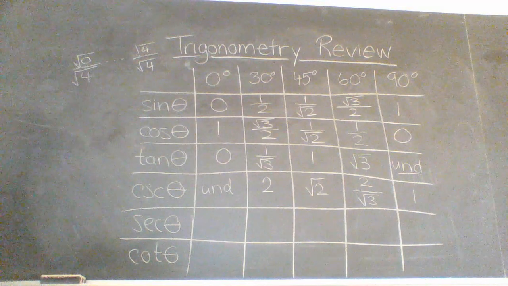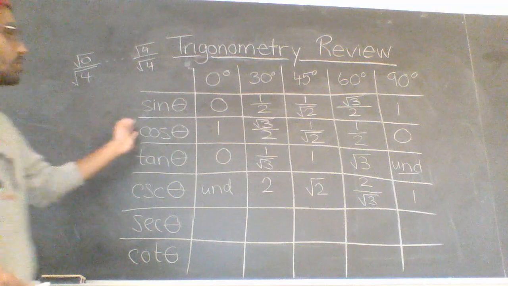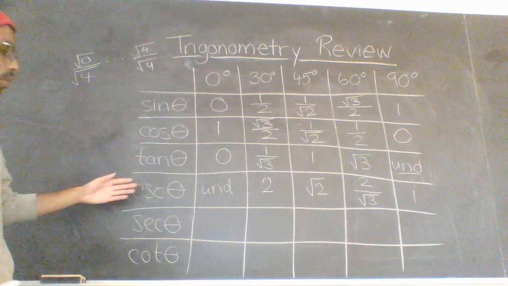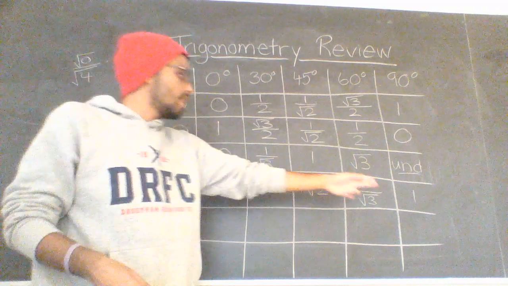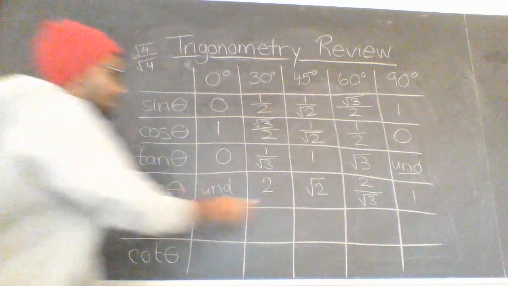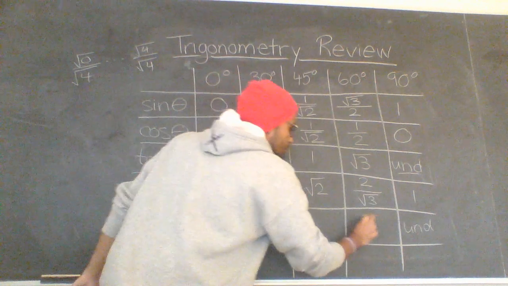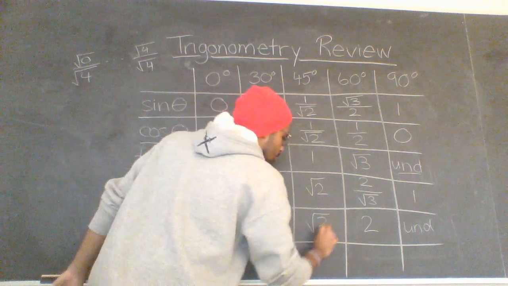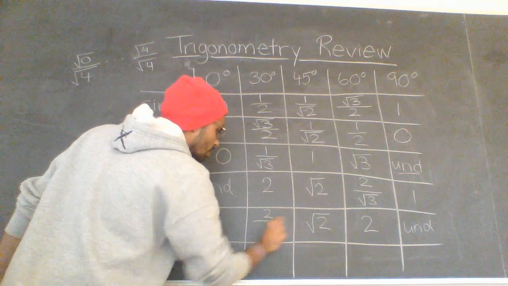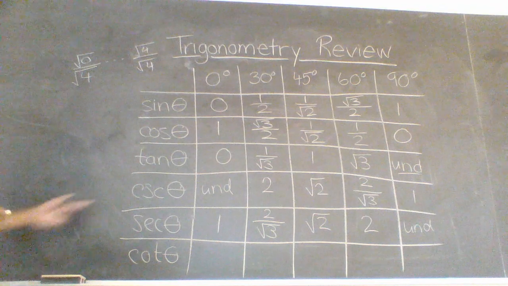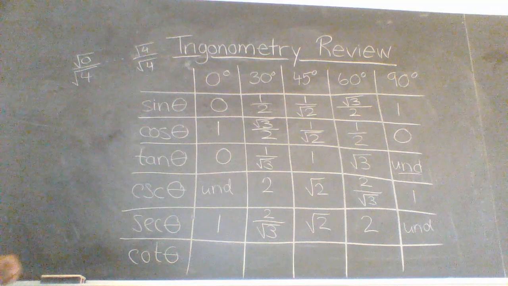So that's cosecant theta. For secant theta, you can, if you wish, flip over the cosine line, or you can just do the cosecant line in backwards order. So we start with undefined over there, and then we get 2, root 2, 2 over root 3, and 1. So that's just the cosecant line backwards.